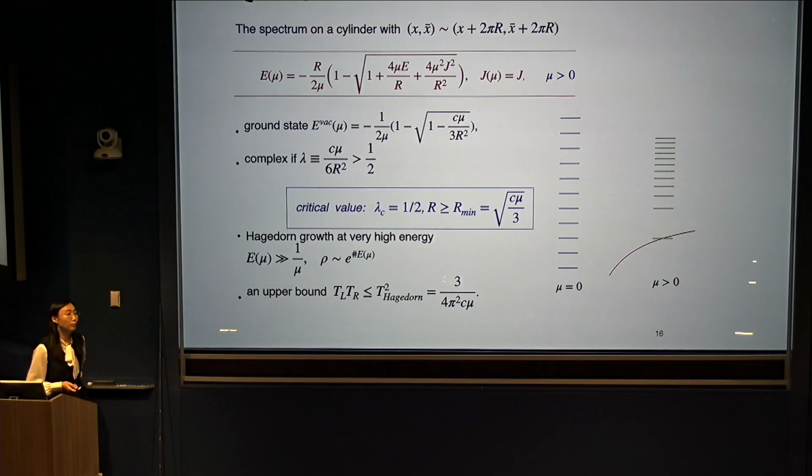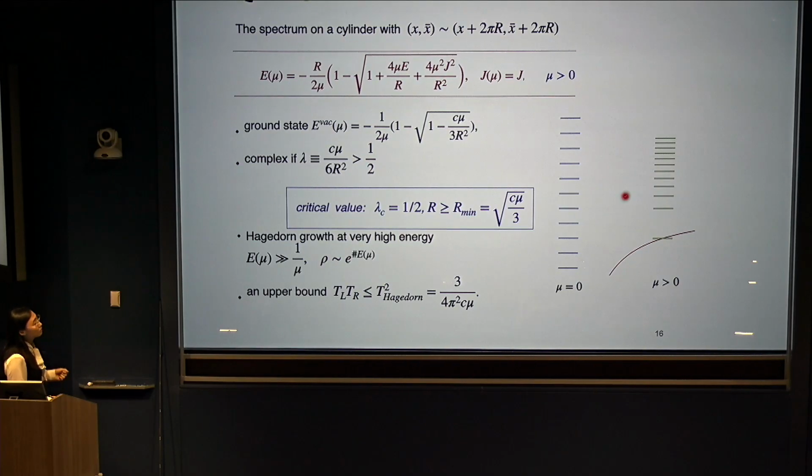Now, how about the positive mu? There's no issue, at least the high energy states won't become complex, but they become denser and denser. Actually, they have a Hagedorn growth, and there is an upper bound on the temperature. That's the Hagedorn temperature, determined by 1 over the deformation parameter.